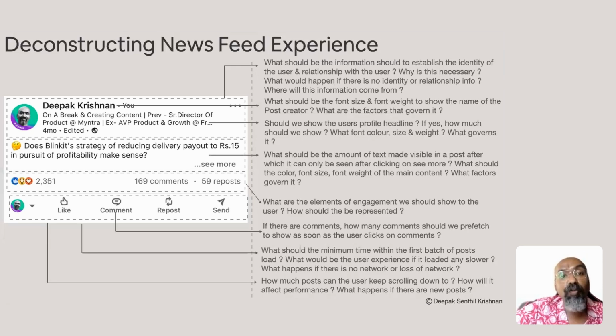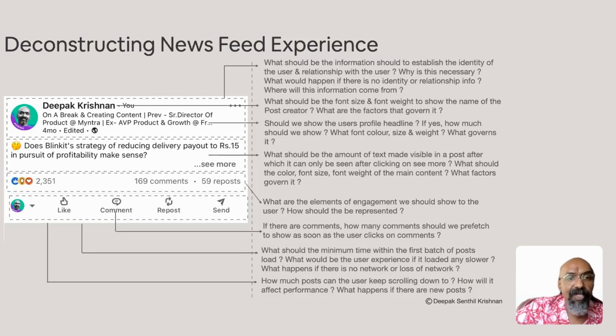Likewise, how much space or how many characters should I give for the content? For example, why is it that I can only see 2 lines of content? Why not 3? Why not 4? Why not 10 lines? Why is it limited to 2? What are the choices that govern it? Likewise, if there are comments being shown and someone has to click on comments, how many comments should I prefetch and store? How does it affect my caching? How does it affect my newsfeed's performance?